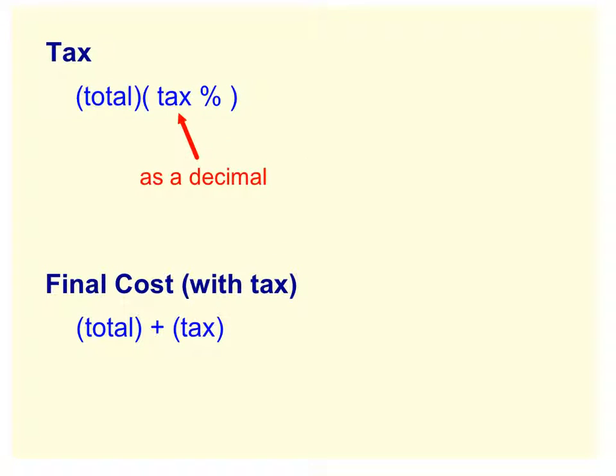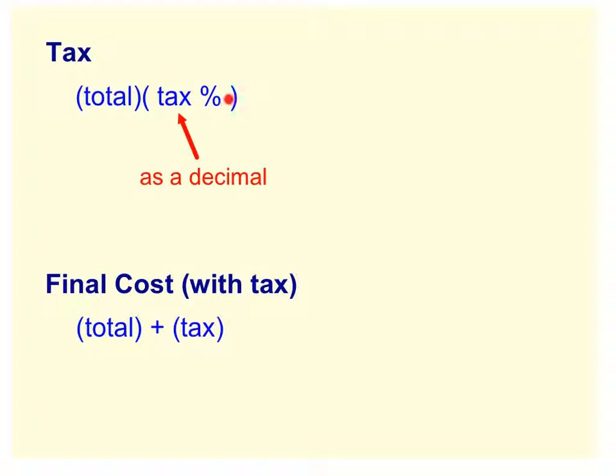All right, now we're going to move on to talk about tax. Whether or not you guys are aware, you get taxed on everything you buy. That means you have to pay a little bit more than the original price because you're paying an additional tax on the item. So first thing you have to do is find the tax.